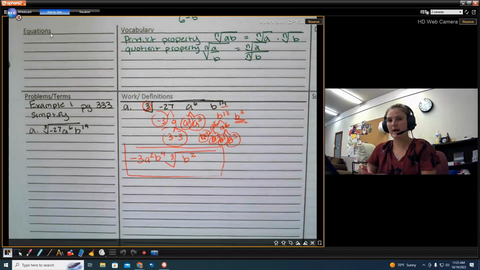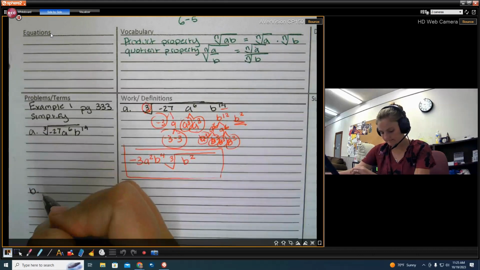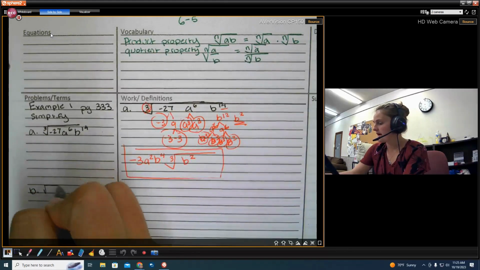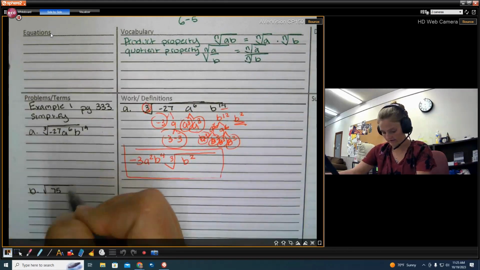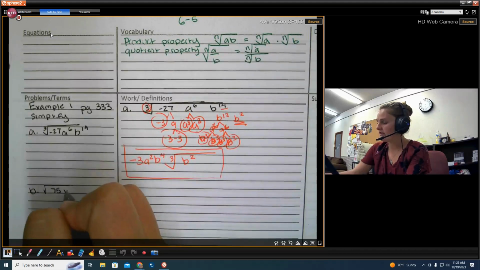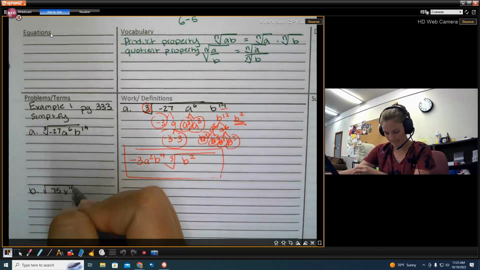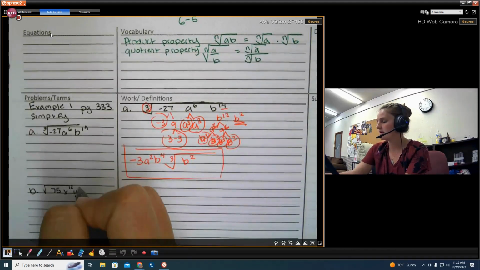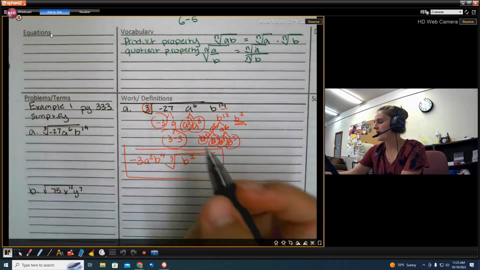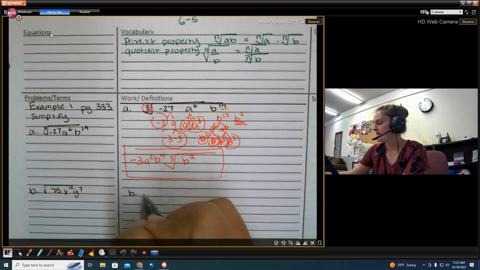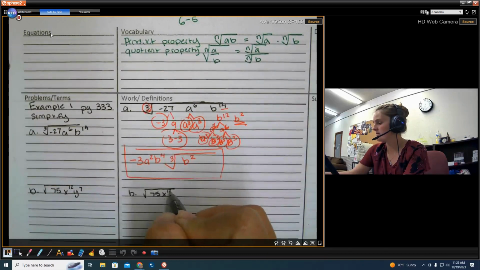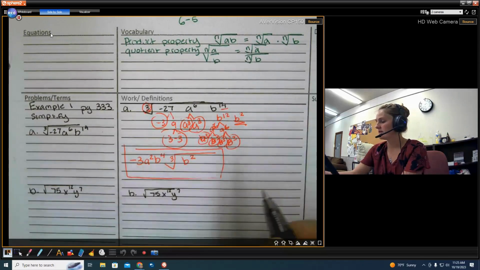Okay, let's switch back to black and write example 1b. So b says the square root of 75 x to the 12th and y to the 7th. And make sure you rewrite it on this side. Radical 75 x to the 12th, y to the 7th.